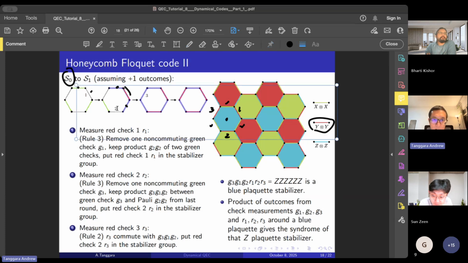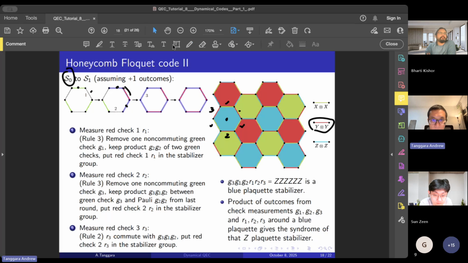So after I measure this second green check, this anti-commutes with this big 4 qubit Pauli, and it anti-commutes with this 2 qubit Pauli. Therefore, I'm just gonna take the product of both, right? So now I have this 6 qubit stabilizer.